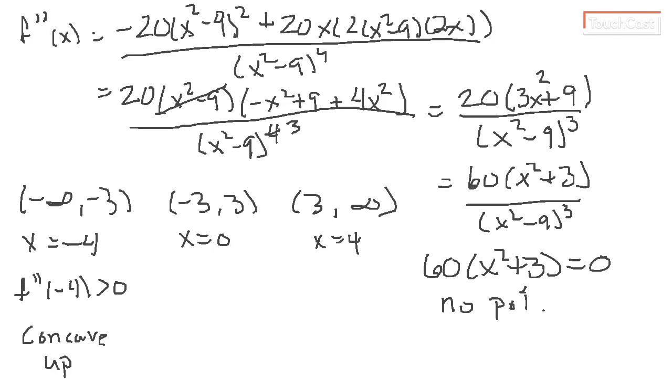Now if I put 0 in, 0 plus 3 is 3 times 60, 180. 0 minus 9 is negative 9. If I cube negative 9, that's a negative number. A positive and a negative through division make a negative, so the second derivative at 0 is going to be less than 0. It's negative. So here we're concave down.